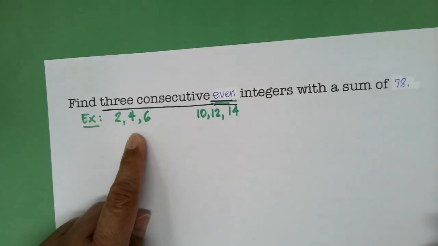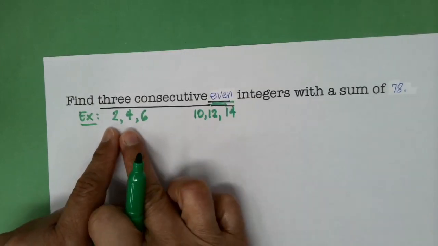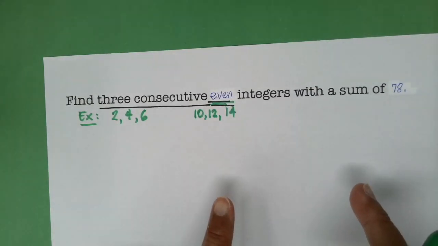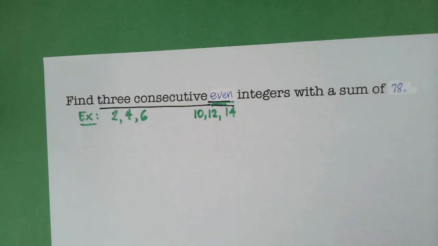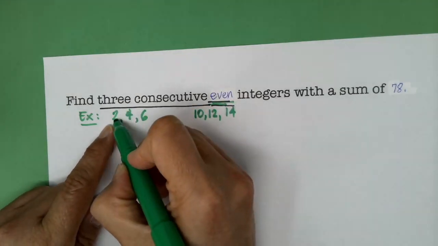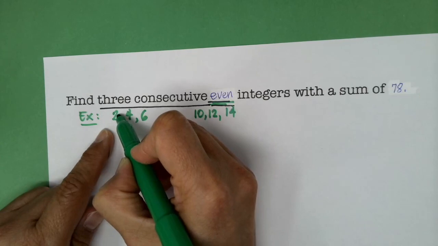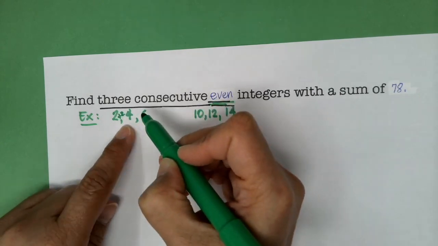Alright, so if you take a look, how will you get to the next even integer if you're given one even integer? So from 2 to 4, we notice that we add 2 to 2 to get 4.